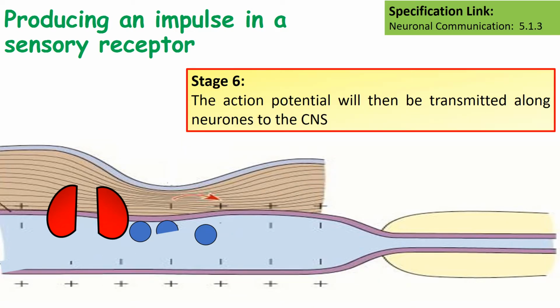An action potential will then be transmitted along neurons to the central nervous system.